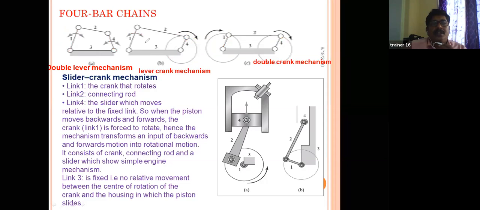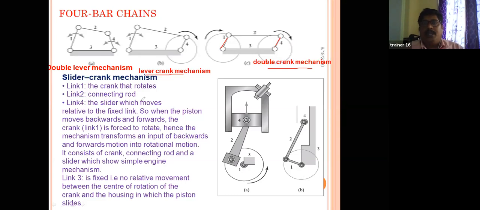See here, do you understand? This is a lever and a crank. The crank is rotating 360 degrees. So we can get the lever crank mechanism and the double crank mechanism. That means these two act as cranks, that means the rotation is 360 degrees. Double crank mechanism. So with the help of these link mechanisms, we can get the output.